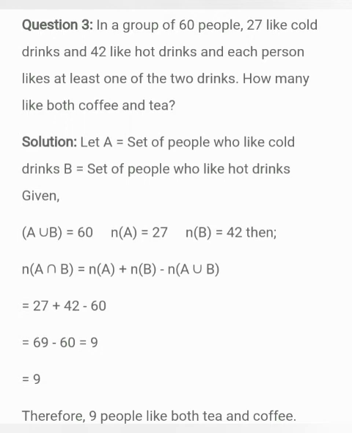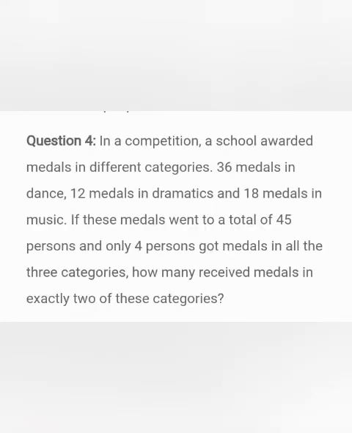Next question. In a group of 60 people, 27 like cold drink and 42 like hot drinks, and each person likes at least one of the two drinks. How many like both coffee and tea? See, it is the same problem, including two sets A and B. Consider A as the persons liking cold drink, B the set of persons who like hot drinks. So union of the two, intersection of the two, and number of elements in A, number of elements in B are given. You just solve it out.